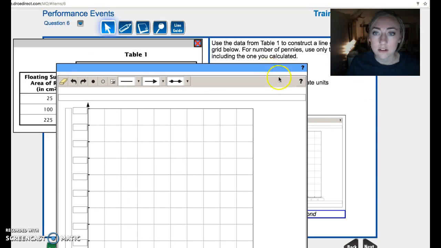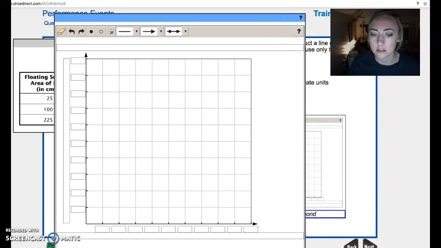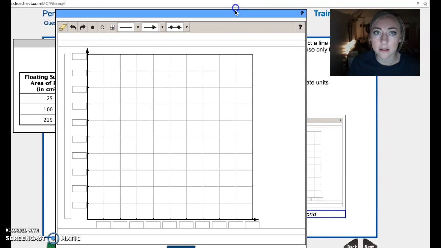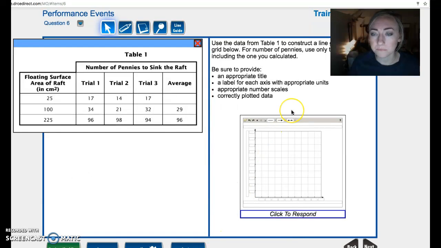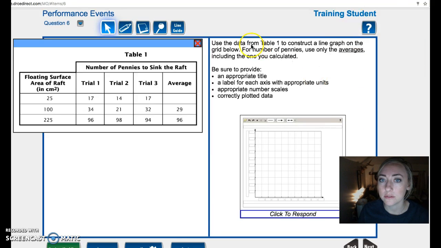Before we do that, when you press OK at the bottom, that's when it's going to take it away and bring it back into here. So before we actually start on the graph, you always want to read what it wants you to do. So it says, use the data from table 1, here's table 1, to construct a line graph on the grid below. For number of pennies, use only the averages, including the one you calculated. So it tells you that you need to make a line graph, and it tells you that you graph only the averages. So that's why it's so important to read the directions, because it's pretty much telling you what's the important information you need to put in the graph.